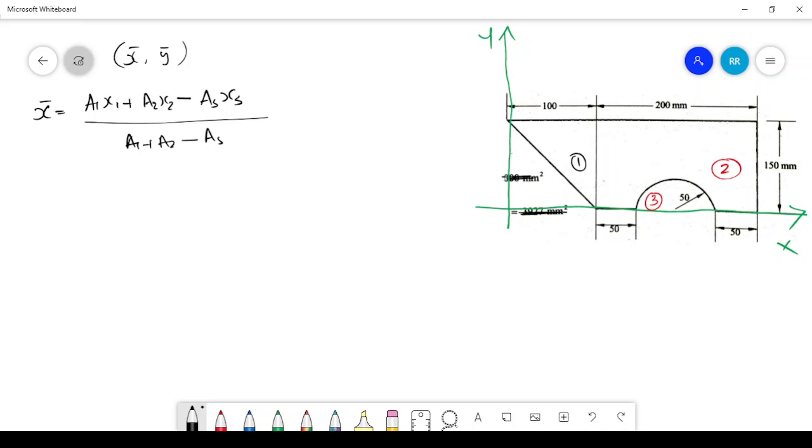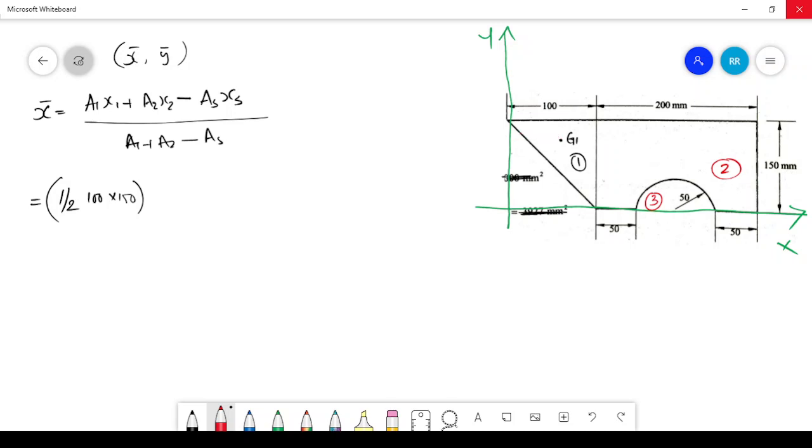Let's substitute the values. A1 x1. A1 is the area of section 1. Section 1 is a triangle, so the area will be half b h. Half into b is 100 and h, the height, is 150, which is given in the question. So half into 100 into 150. This is the area, into x1. X1 will be the distance of the centroid of that area. That means this one will be the centroid of that triangle, and the x distance from the y-axis, which is x1, will be this distance, right?